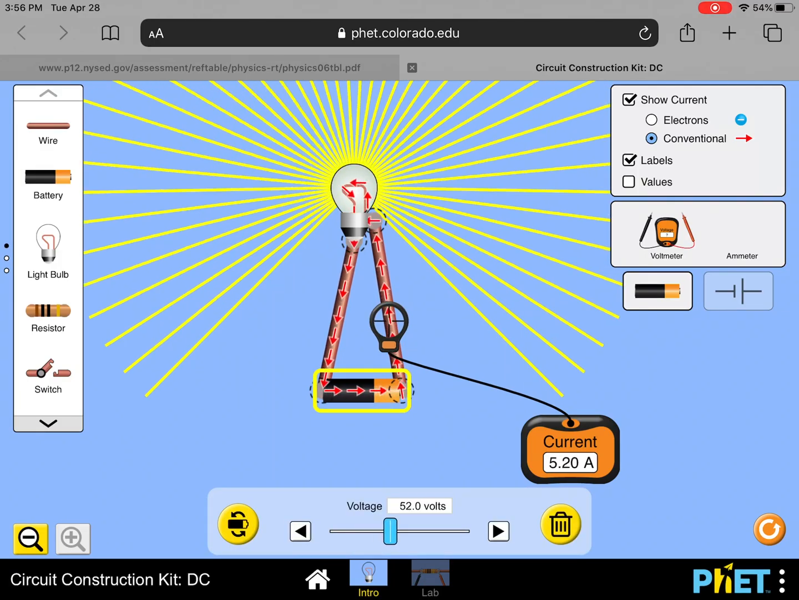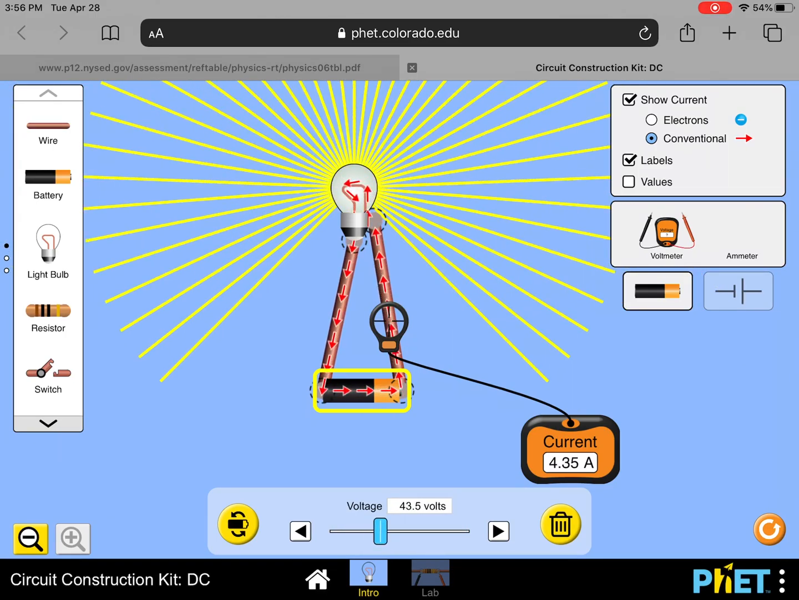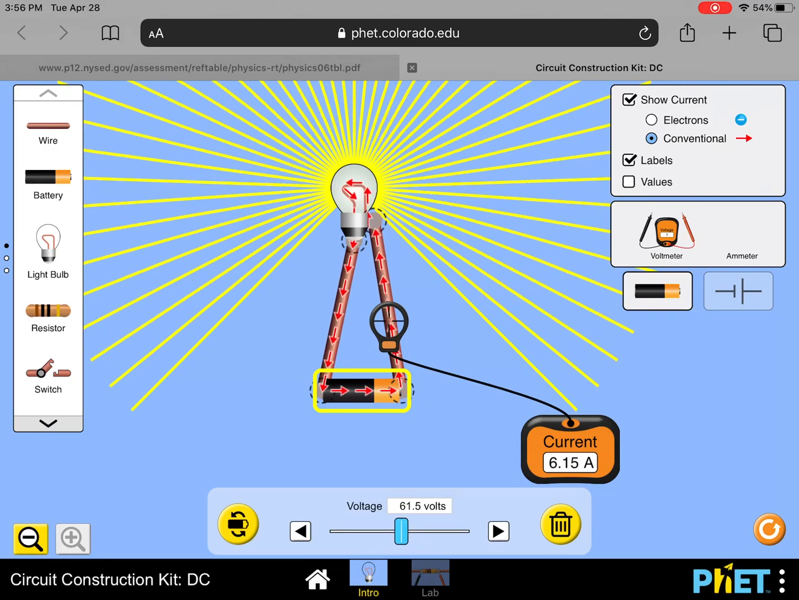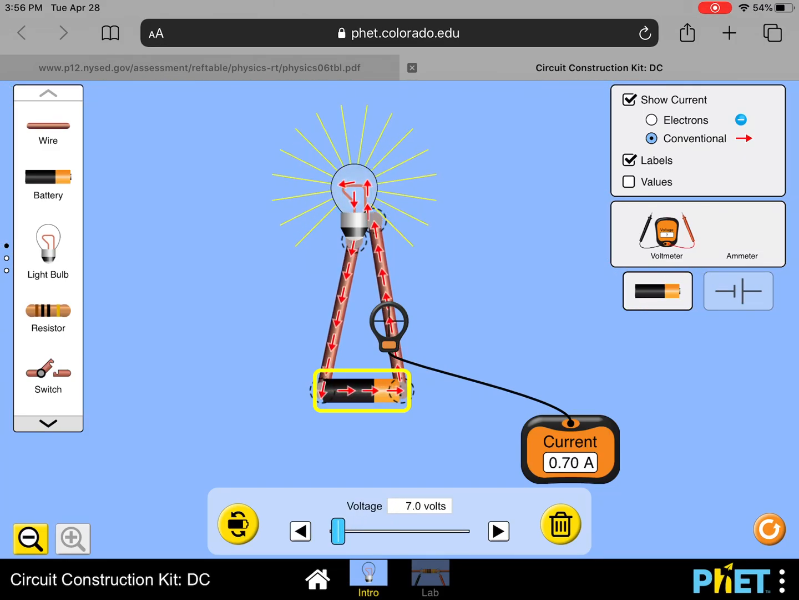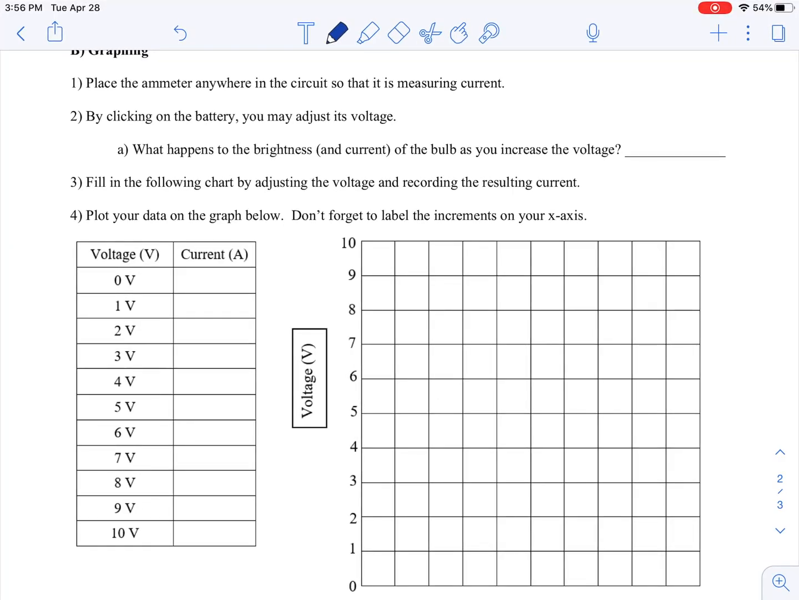Let's see. Increase the voltage. Well, the bulb gets a lot brighter, right? And the current gets a lot bigger as well, right? The current's going way quicker when the voltage is up and it's brighter. All right. So two things there. What happens to the brightness and current of the bulb as you increase the voltage? They both go up.